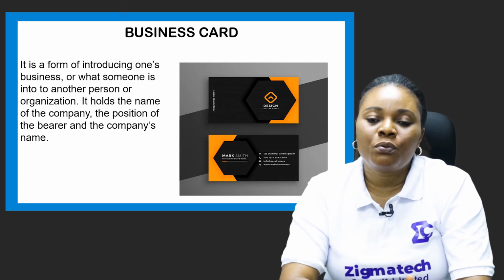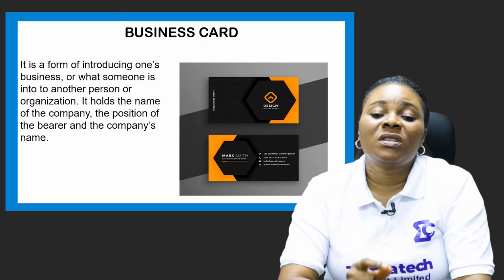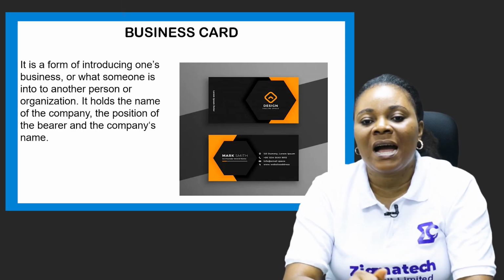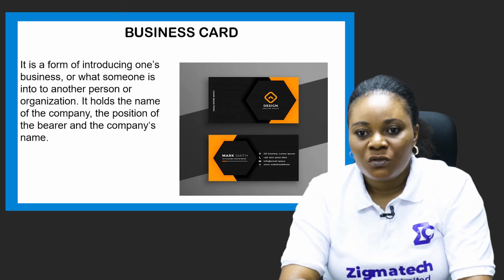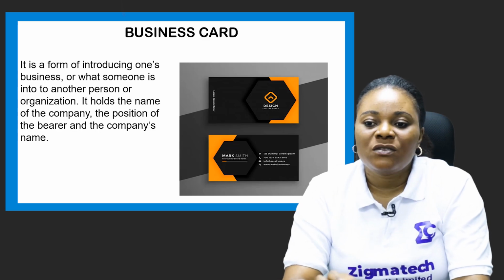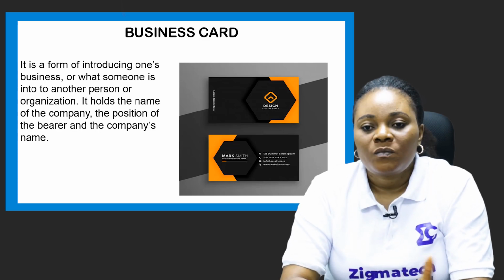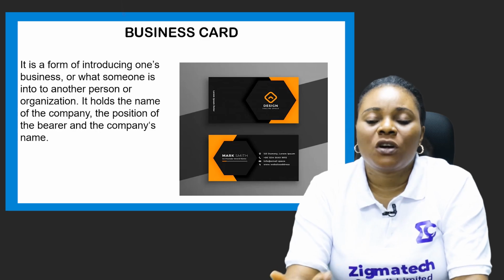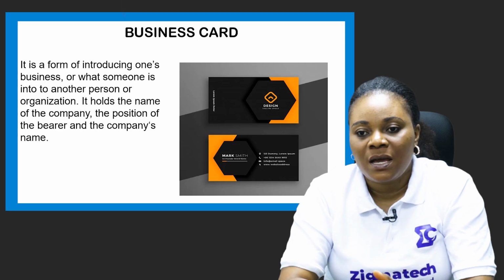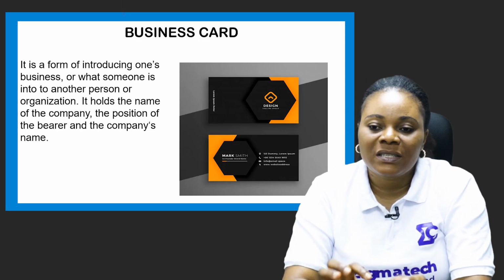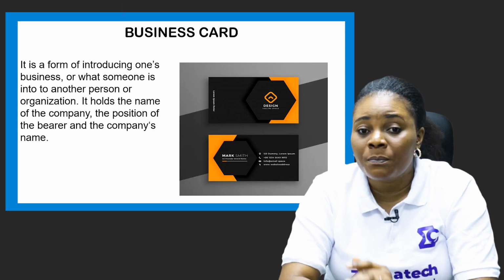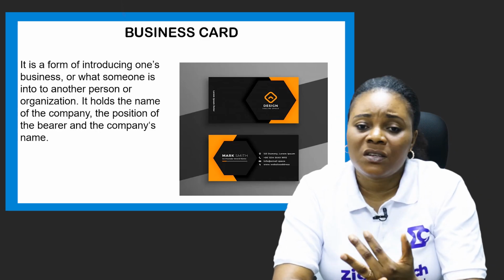So on it, you put your name, you put the name of your organization, and the position you are holding in that organization. Then you have a summary of what is being done in the organization. The few details of the services rendered by the organization are put on the business card. Your address is on the card. The address of the company, not your own personal address, is on the card.